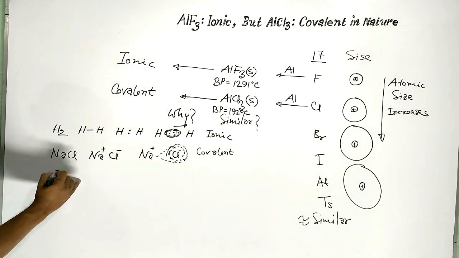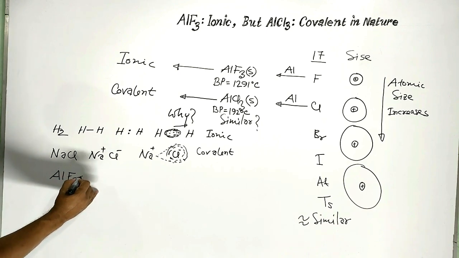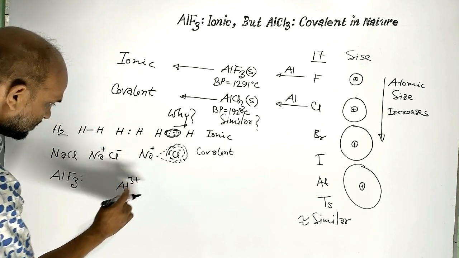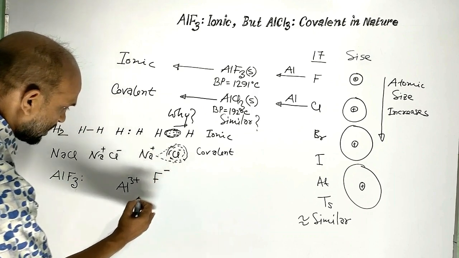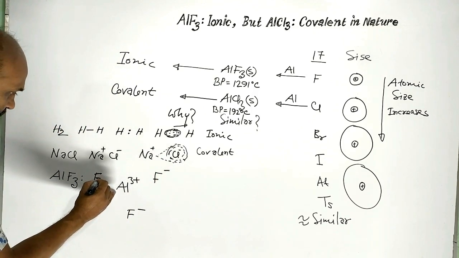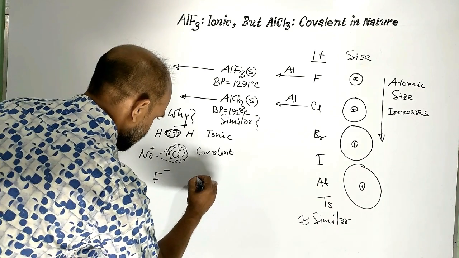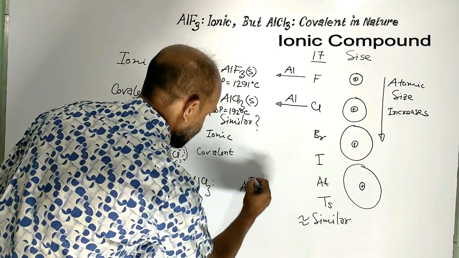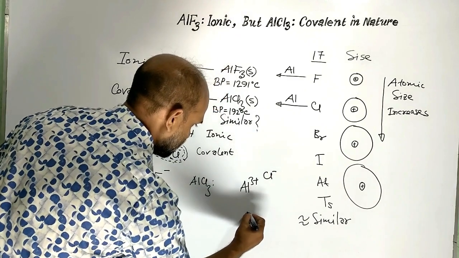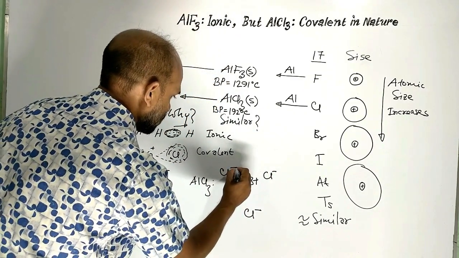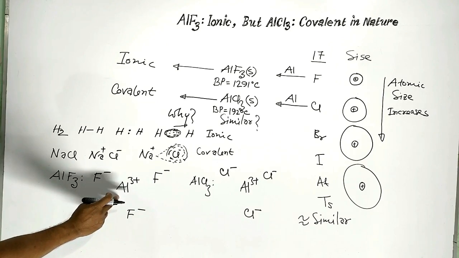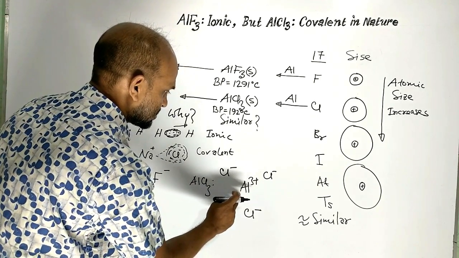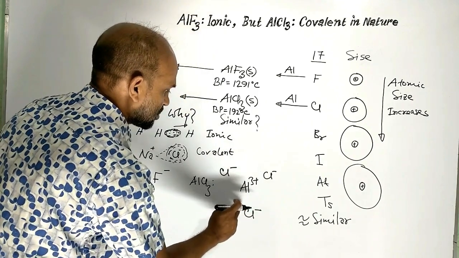Now, let us see aluminum fluoride. This is basically an ionic compound. Aluminum 3 plus ion, fluoride ion, fluoride ion, fluoride ion. Then aluminum chloride. This is as well basically an ionic compound. Chloride ion, chloride ion, chloride ion. Here, the aluminum 3 plus ion causes polarization of fluoride ions. Here as well, the aluminum 3 plus ion causes polarization of chloride ions.